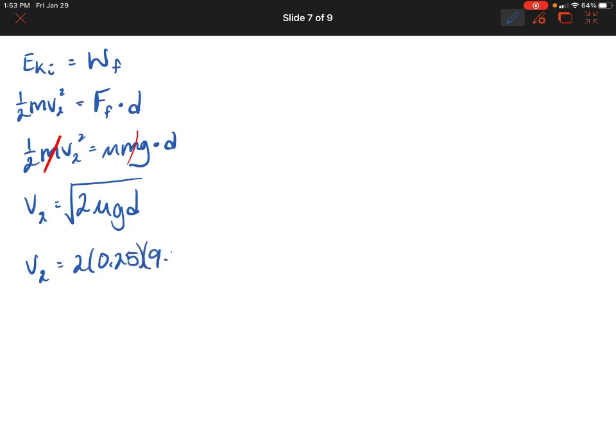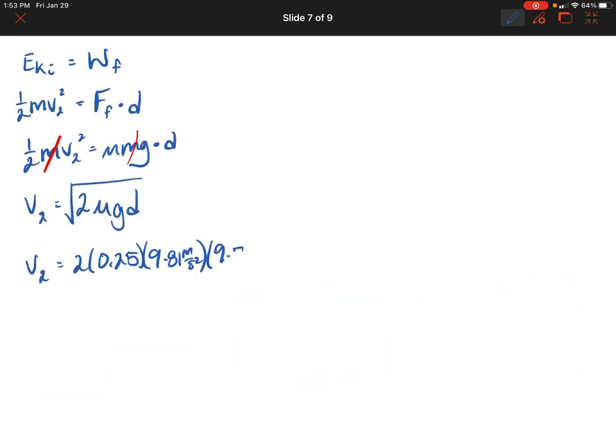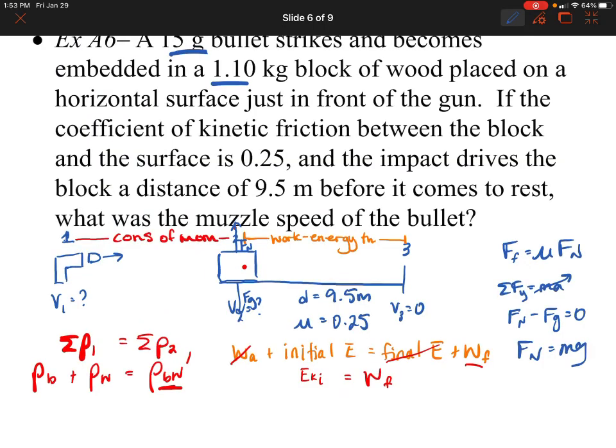And look at that, we can get the velocity at position 2. Mu is 0.25. G, of course, never changes, unless you're not on Earth. And the displacement, again, was 9.5 meters. Square root that, and we get 6.83 meters per second for the speed at position 2.